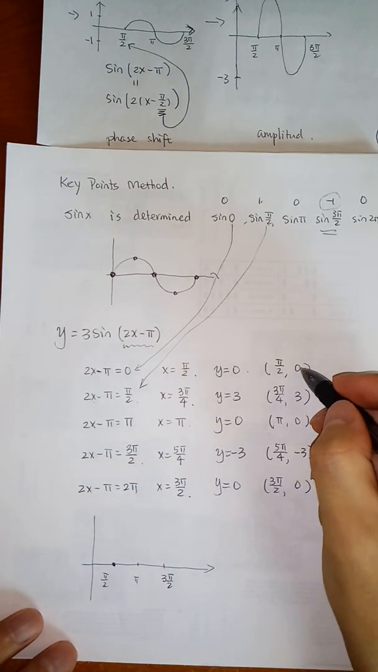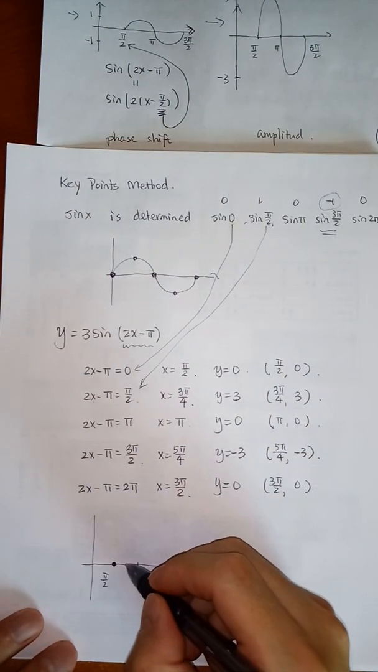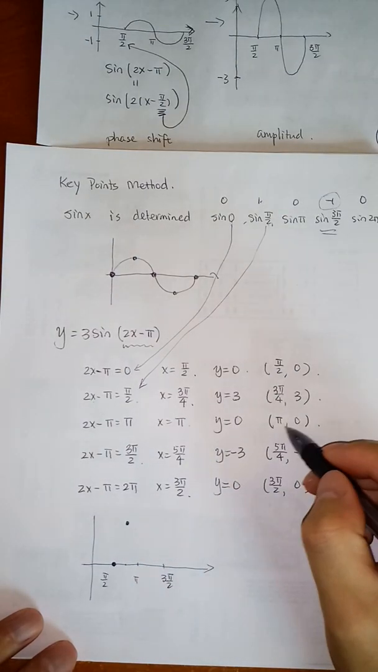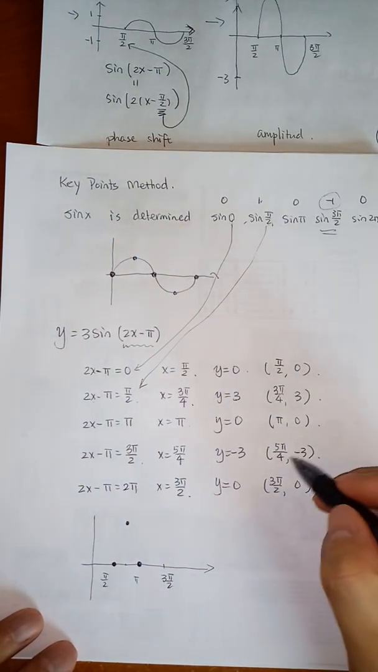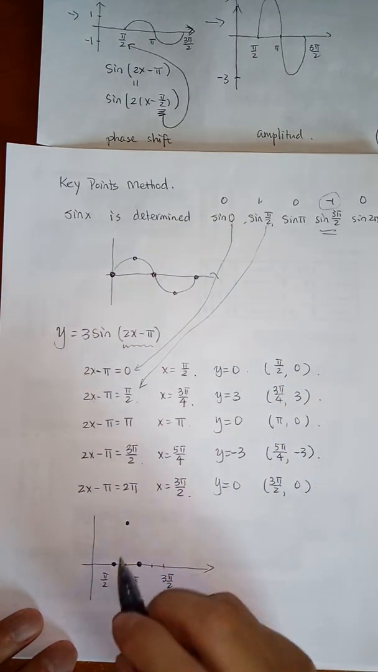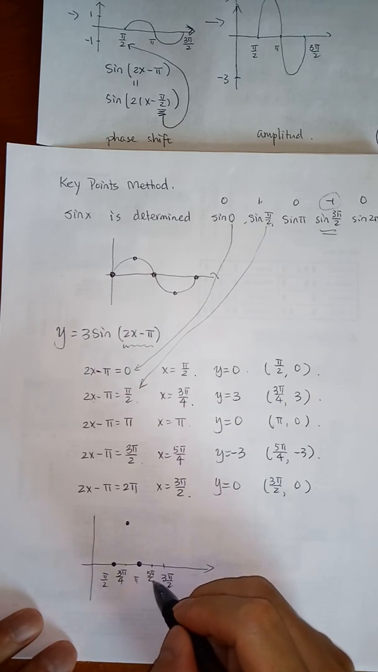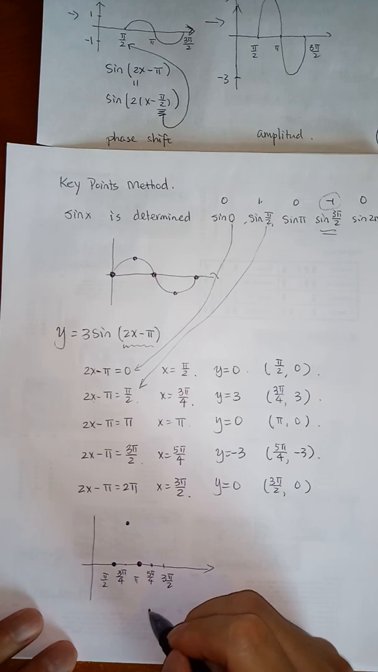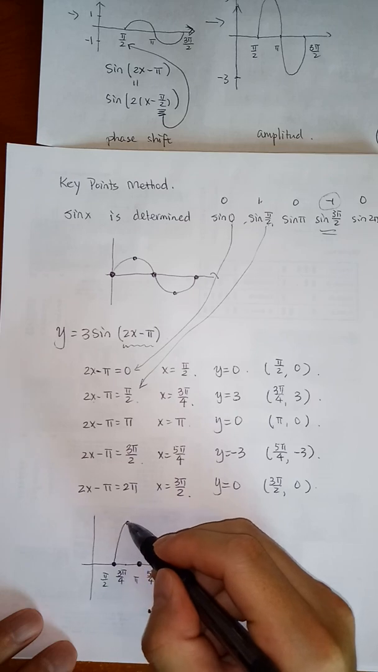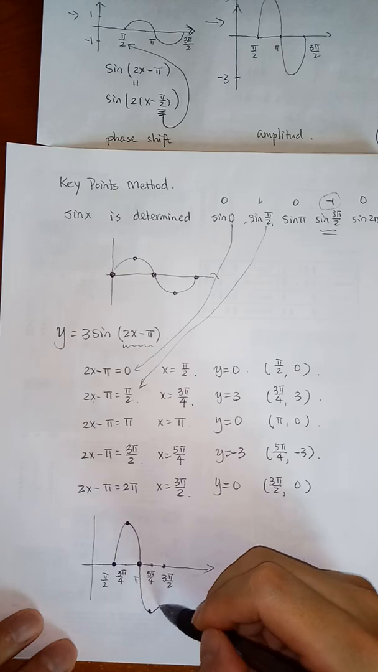And at pi over 2, it's 0, so this is a point. At 3 pi over 4, the midpoint, the value is 3, so it's here. At pi, the value is 0, you get here. At 5 pi over 4, the value is negative 3. At 3 pi over 2, it's 0. So you just use the wave function to connect it.